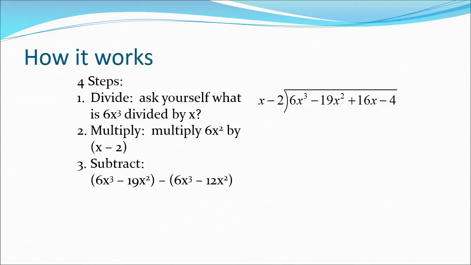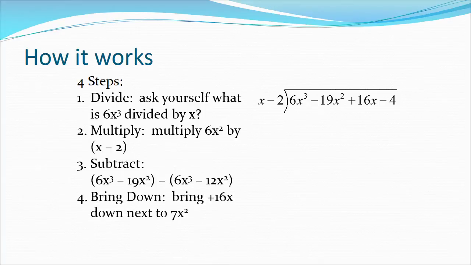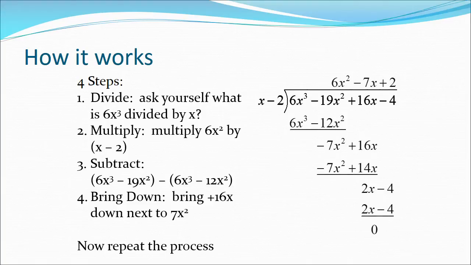We're going to do 6x to the third minus 19x squared, which you see under the division sign, minus 6x to the third minus 12x squared, which is what we got from multiplying 6x squared by x minus 2. And then after we subtract that, we're going to bring down the 16x, the plus 16x, next to what we got after we subtracted, which was negative 7x squared. And then we're going to repeat that whole process. And so this is what it looks like, so you can follow the process.